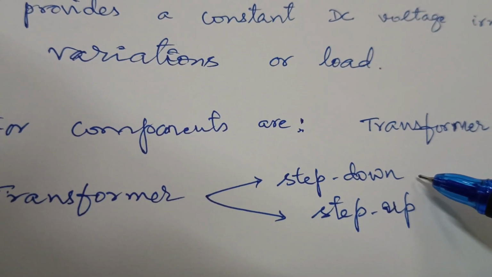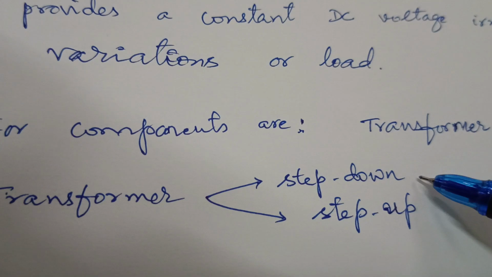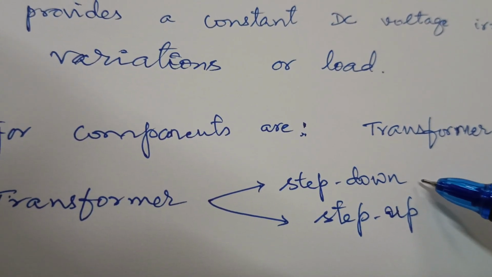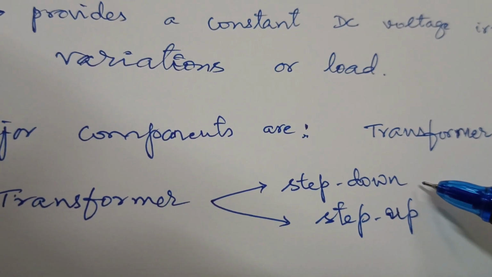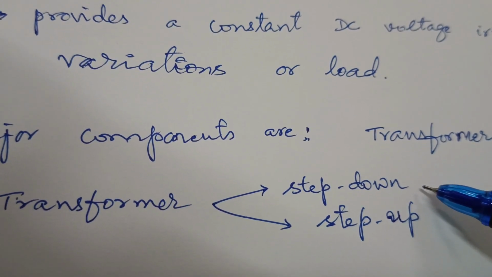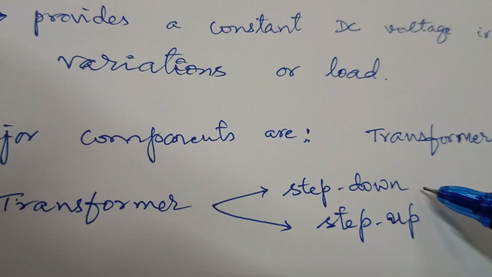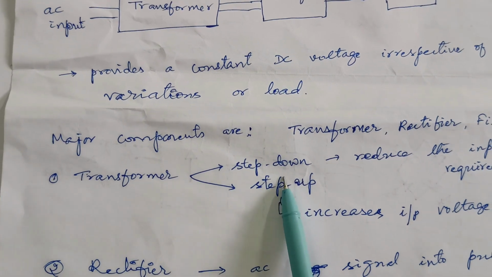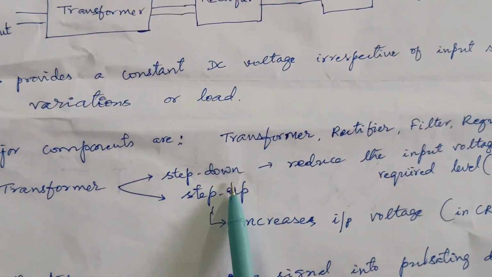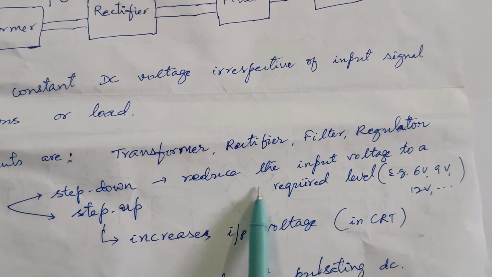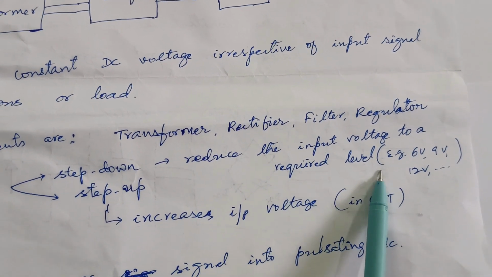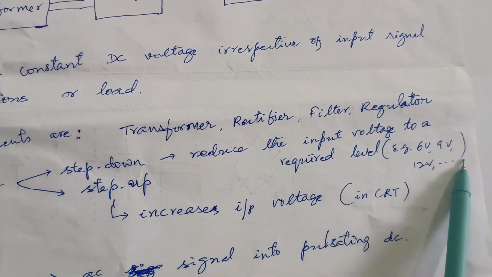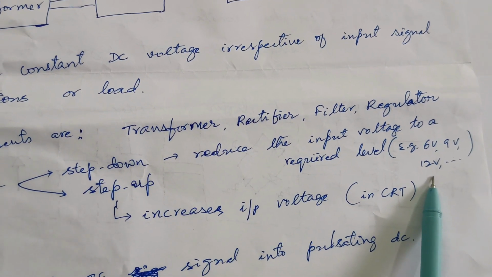Our primary is normally connected to AC supply where you will get around 220 to 230 volts input. But for our electronic circuit you need lesser voltage. So a step down transformer is used for reducing the input voltage to a required level. The voltage may be 6 volts, 9 volts, 12 volts, etc.